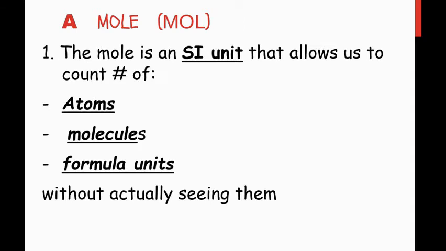Remember, atoms are just your elements from the periodic table. Molecules are your covalent compounds. Formula units are your ionic compounds. And a mole is this unit that allows us to count these things without actually seeing them because they're so microscopically small.